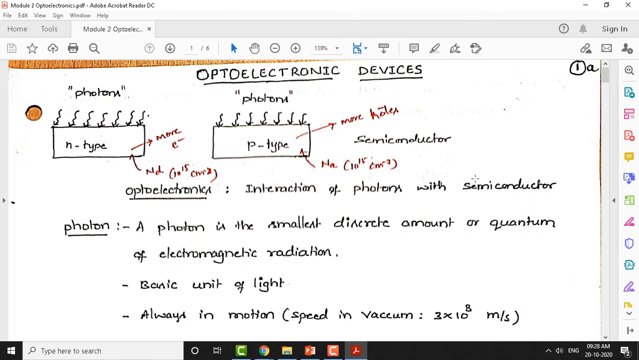Look at this optoelectronics, a very interesting field. What do you mean by optoelectronics? Any idea about this? Nowadays, you see plenty of optoelectronic devices. Can you name a few optoelectronic devices? Anybody? Any idea you have about optoelectronic devices?